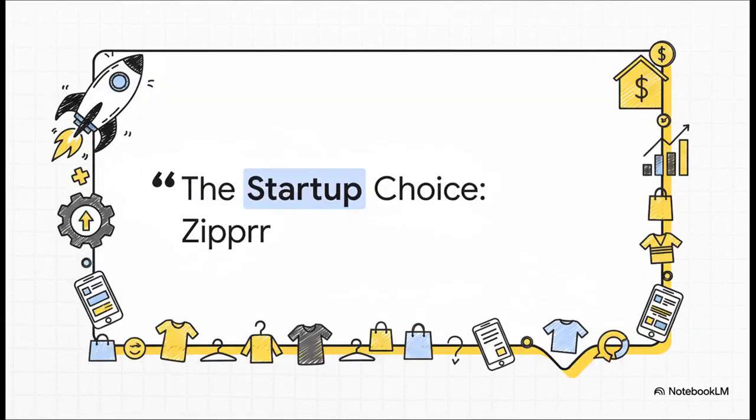First up, at the entry level, we have what I'm calling the startup choice. A great example of this is a company called Zipper. These are perfect for founders who are bootstrapping and just need to get a solid MVP, a minimum viable product out the door fast and without breaking the bank.